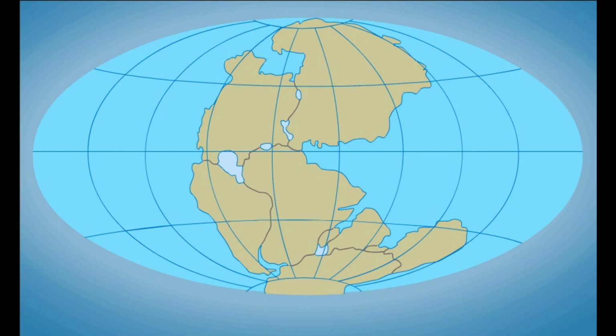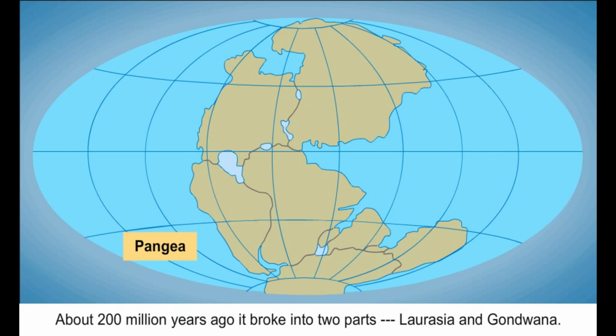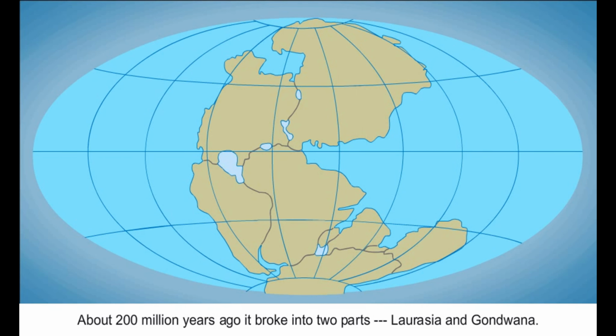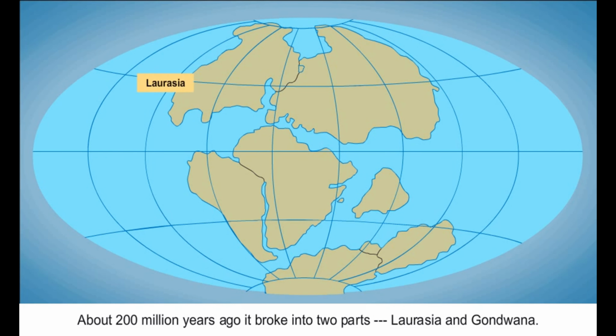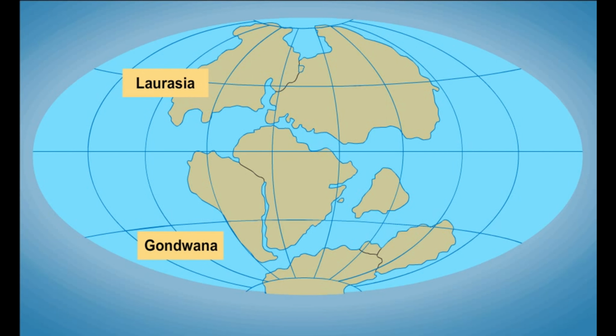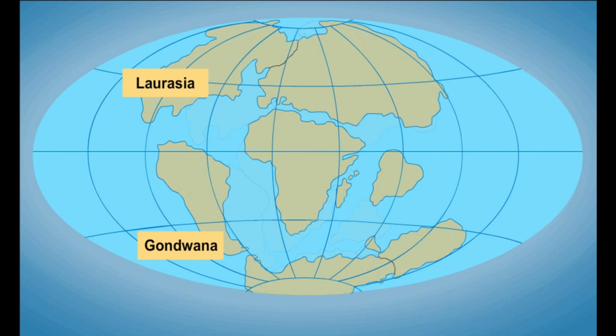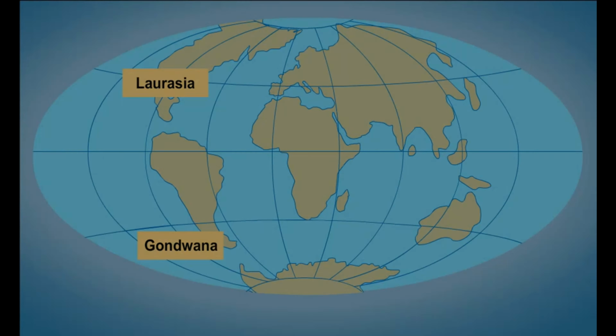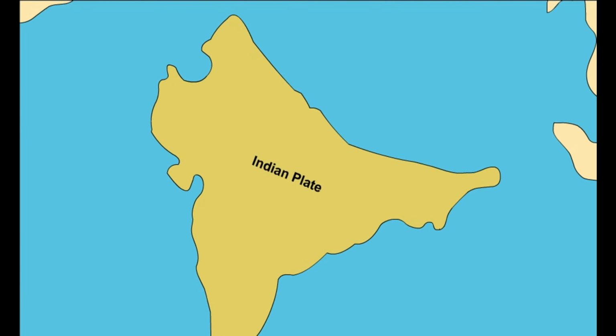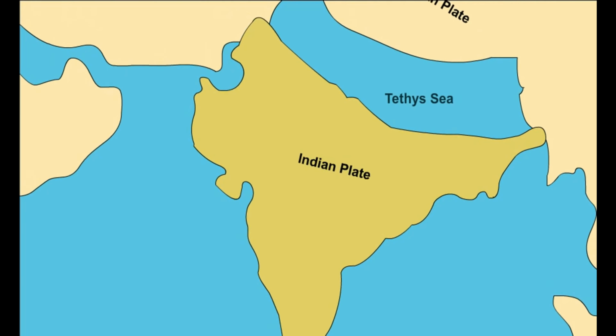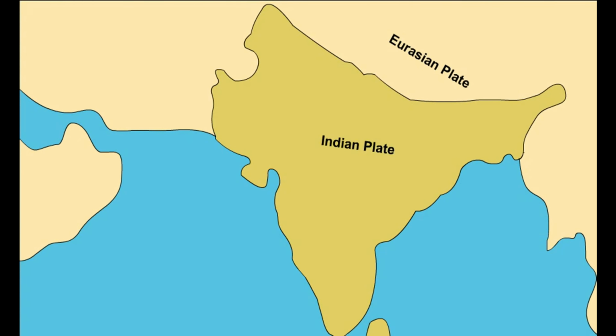Some 225 million years ago, the Earth was a single landmass called Pangaea. About 200 million years ago, it broke into two parts, Laurasia and Gondwana. In course of time, Gondwana disintegrated into the African, South American, Australian, Antarctica and Indian plates. Of these, the Indian plate drifted upwards and collided with the much larger Eurasian plate.